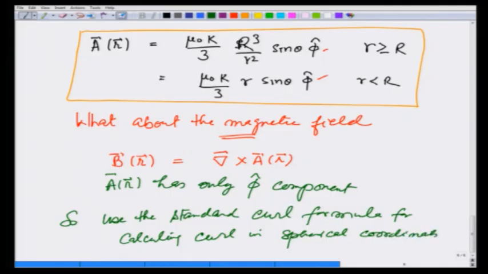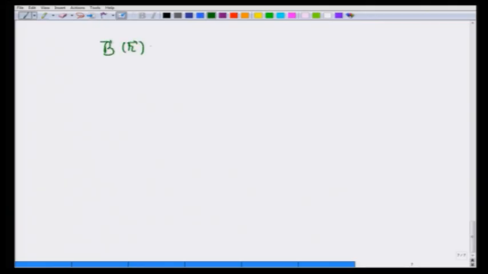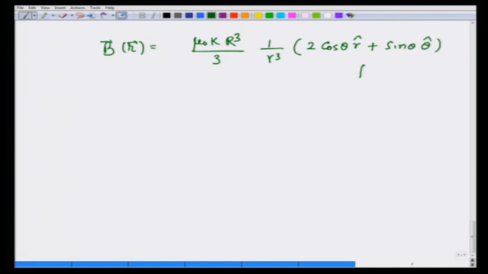and that gives you the answer B(r) is equal to mu naught K R cubed over 3, 1 over r cubed, 2 cosine theta in r direction plus sin theta in theta direction for r greater than or equal to R, and this is equal to 2 mu naught K over 3 in the z direction for r less than or equal to R.